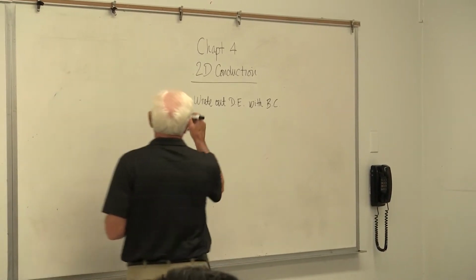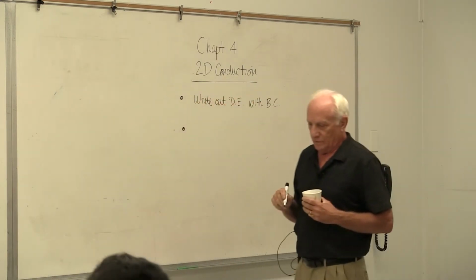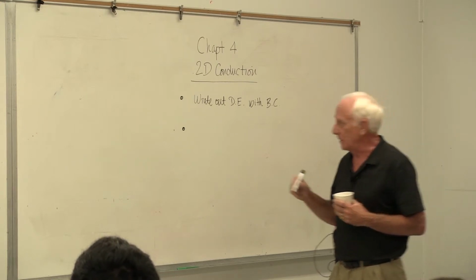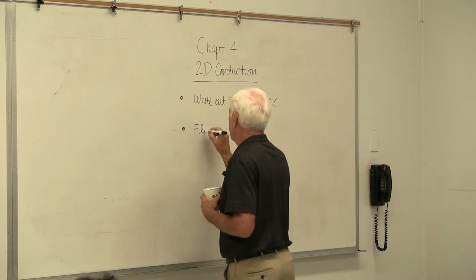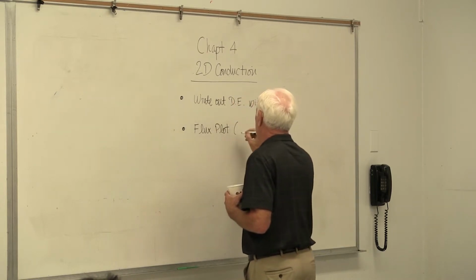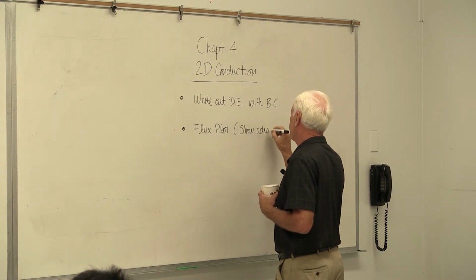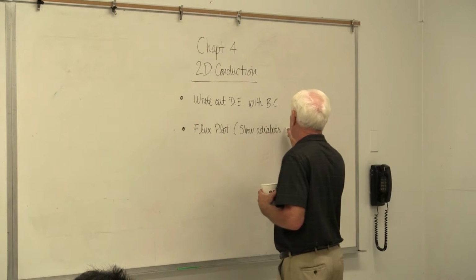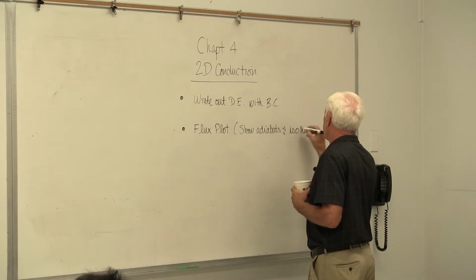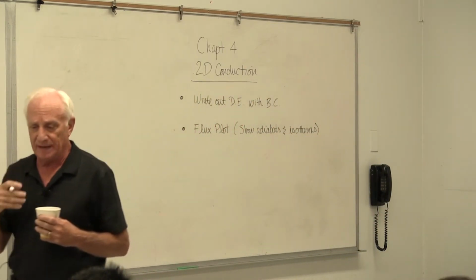Number 2, we then said we're going to do a graphical approach called a flux plot, a heat flux plot. On the flux plot, we're going to show adiabats and isotherms. And on that plot, you have to follow a set of rules in making these plots.